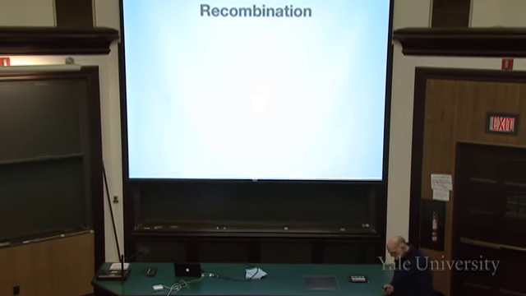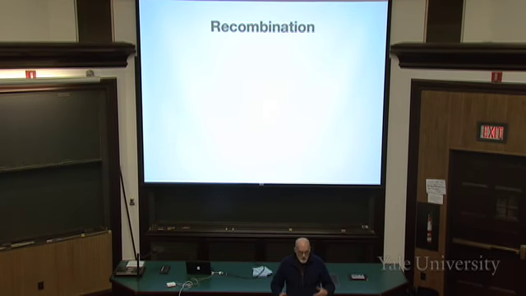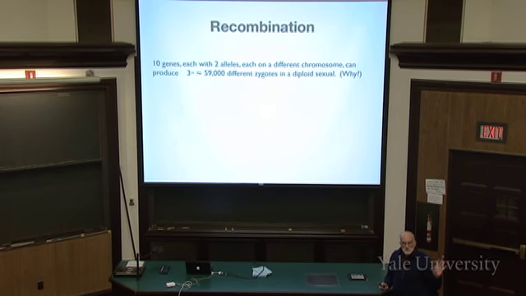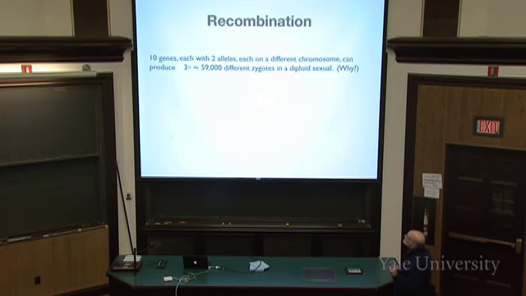Okay, recombination. What does recombination do to this mutational variation that builds up in populations? Suppose we had 10 genes, and each of those genes had 2 alleles, and each of those was on a different chromosome. That would mean that just looking at those 10 genes on those 10 chromosomes, we could get 3 to the 10th different zygotes. Can anybody tell me why?